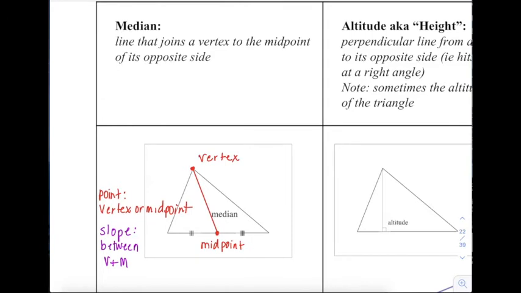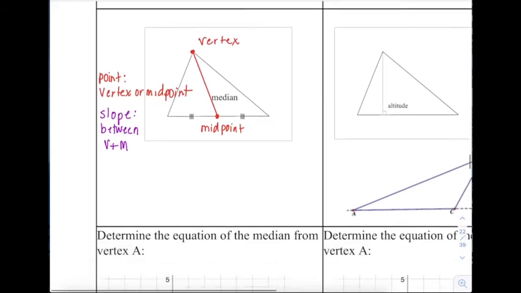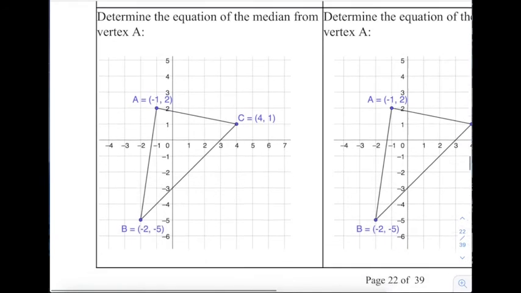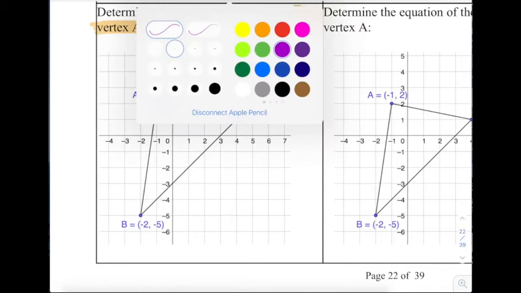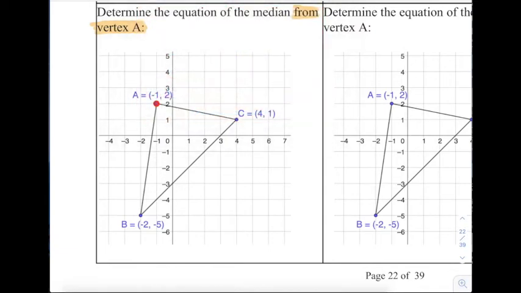So underneath this, we have an example, okay? Normally I don't give you the graph, right? We're going to use the graph and plot it all, but remember, I'm only looking at your calculations. So I want to determine the equation of the median from vertex A. Okay, so my first point is going to be this one.